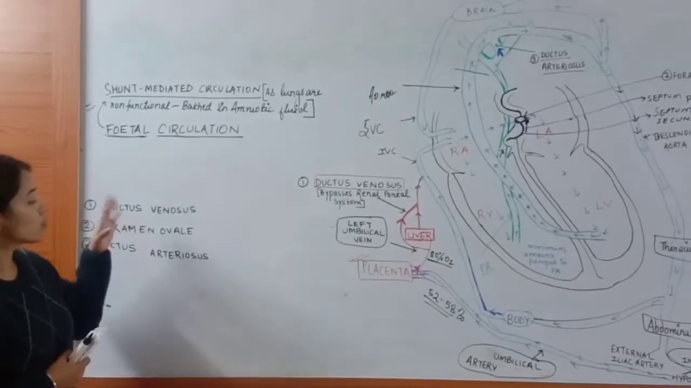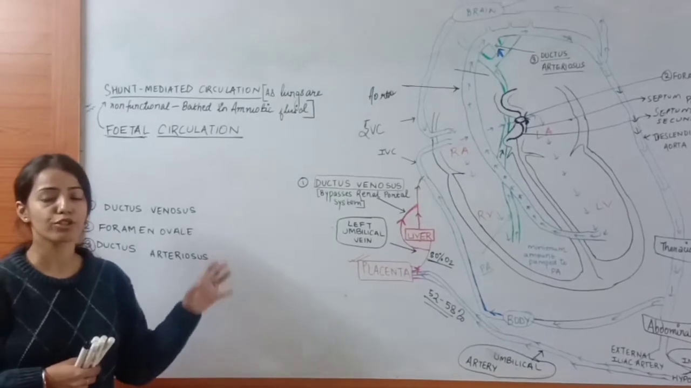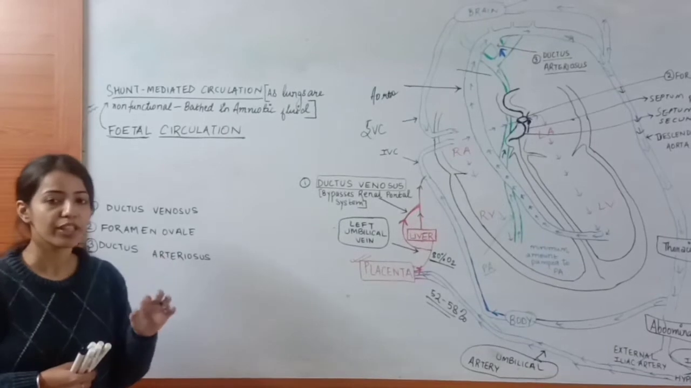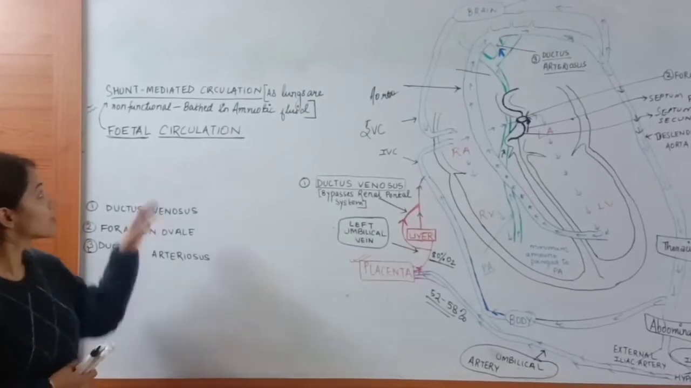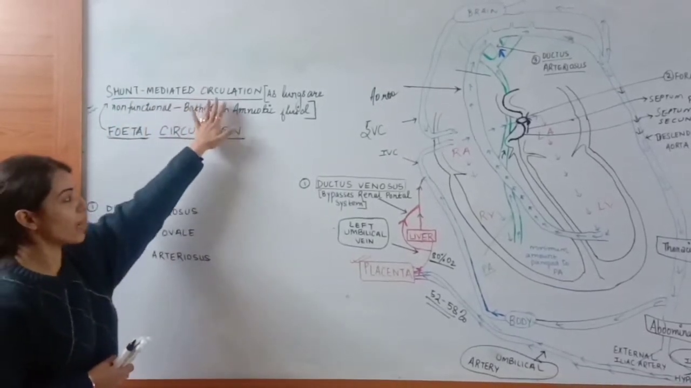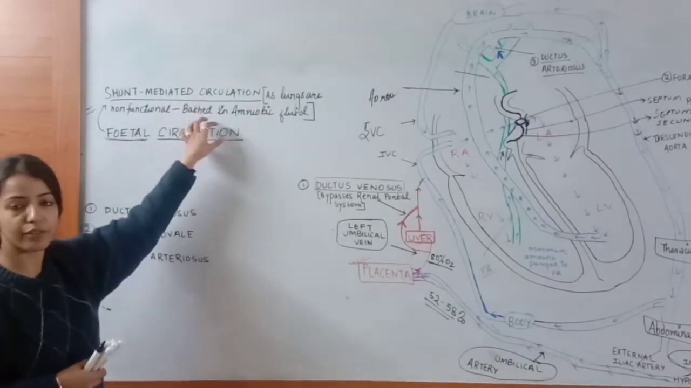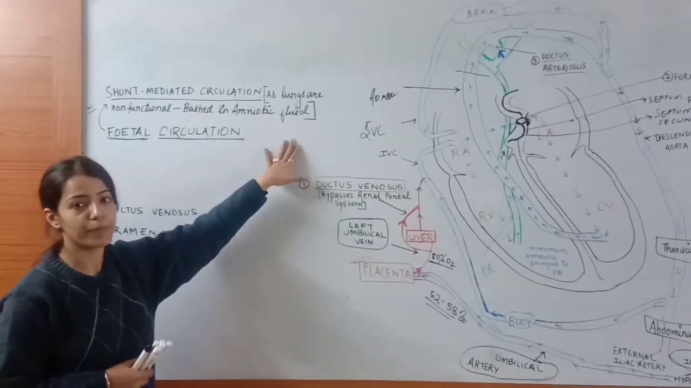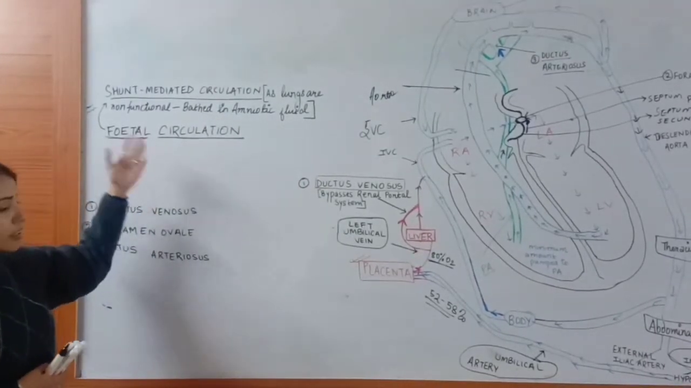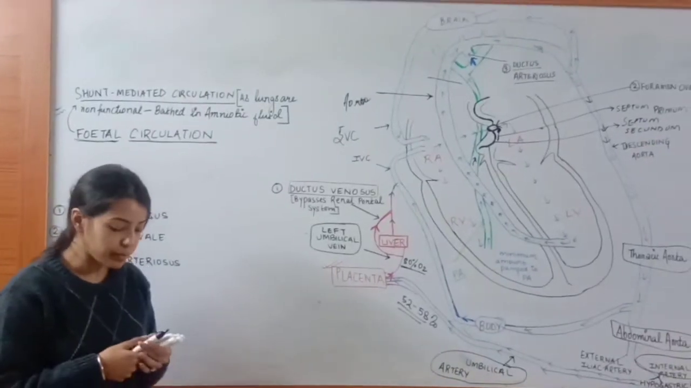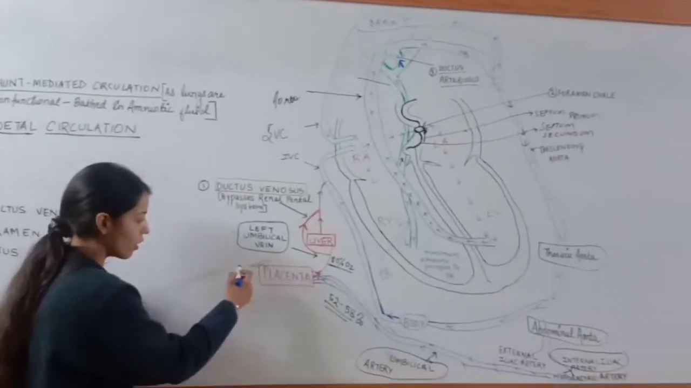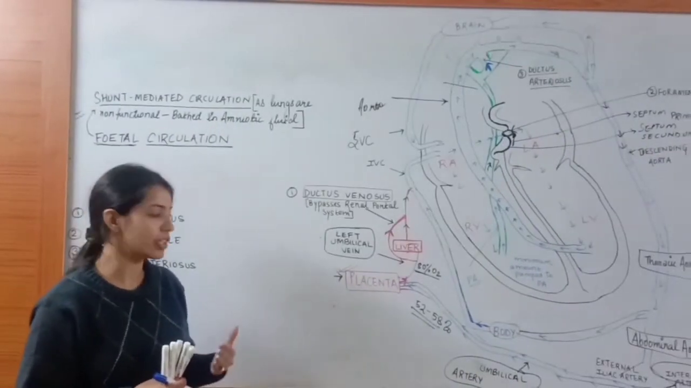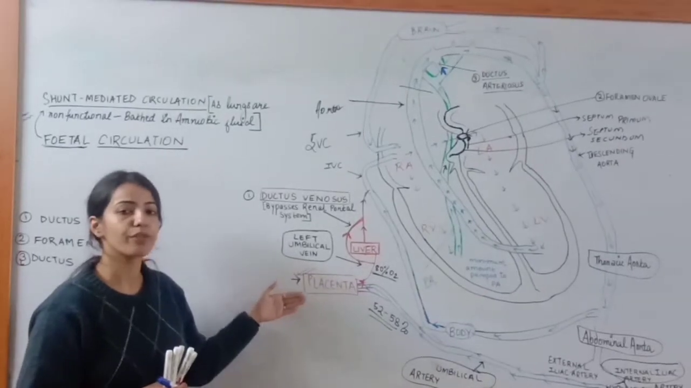To enable this proper function after the birth, there is a shunt mediated circulation which is developed in the fetal system. Why? Because the lungs are not functional in the fetus as they are bathing in the amniotic fluid, right? So who does this process of oxygenation of the blood? Now there is an organ which is called the placenta. The placenta is responsible for oxygenation of the blood in case of fetus.